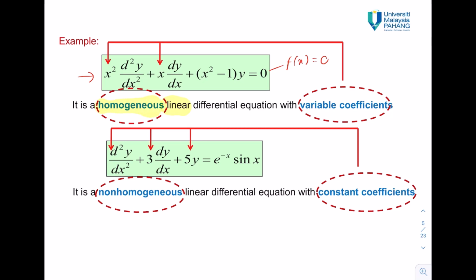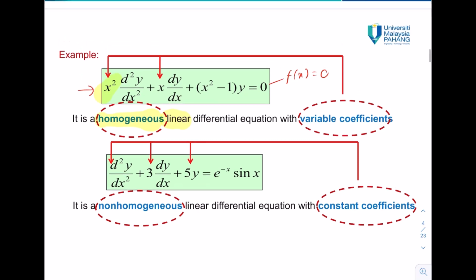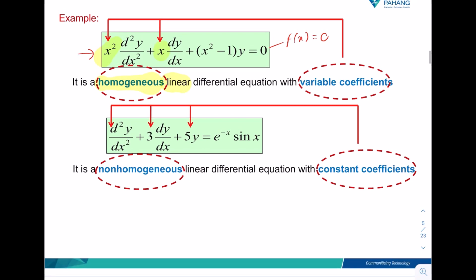Alright, and one last thing is the coefficient. If you notice, we have x squared as the coefficient of the second order derivative, we have x over here, and then we have x squared minus 1 over here as the coefficient for the dependent variable. So this is called variable coefficient. Remember that if only one of them is not equal to constant, meaning not everything is constant, so this is called variable coefficient. I hope you can get the idea.